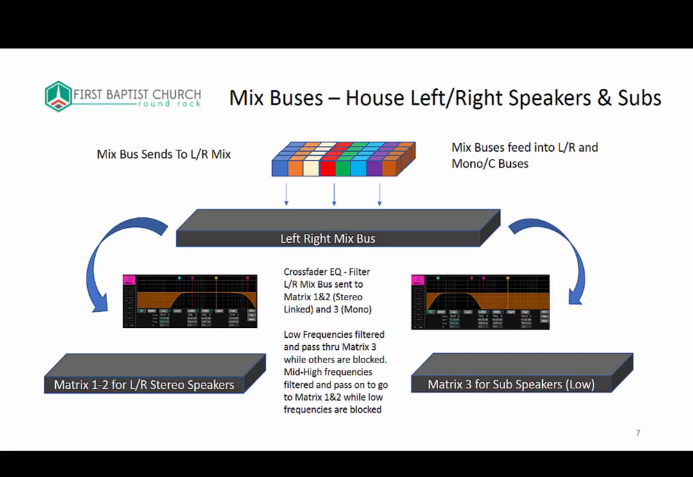You'll notice here that we're doing a crossover EQ from the left-right mix to the matrices 1 through 3. These are what are assigned to the physical outputs going out to the speakers in the house.